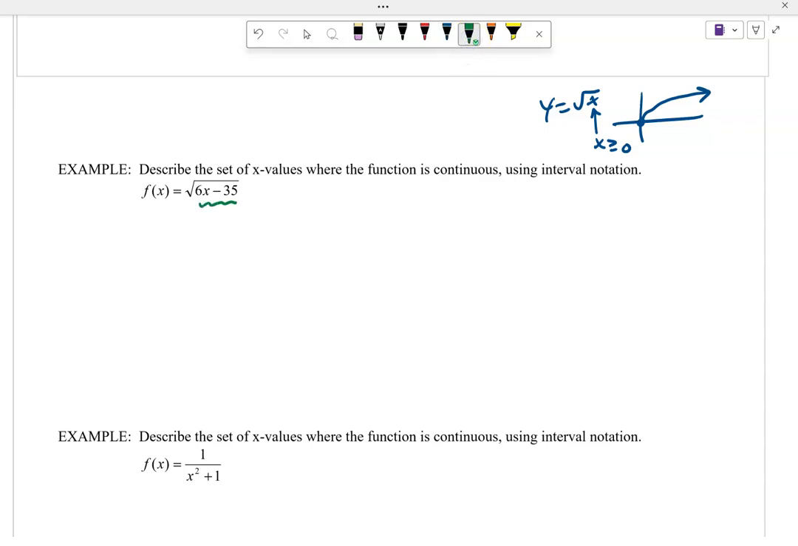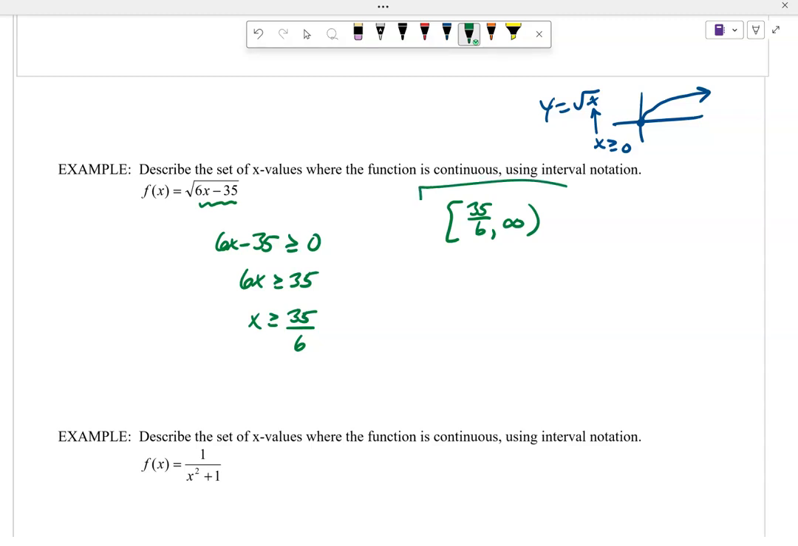So the radicand, stuff underneath, has got to be greater than or equal to 0, right? So we add 35 to both sides, divide by 6, both sides a positive number, so I don't need to change the sense of the inequality when I divide by +6. So looks like this is where this is going to be continuous, right? But we want to use interval notation. So from 35/6 on is where that will be, about right here and on, right?